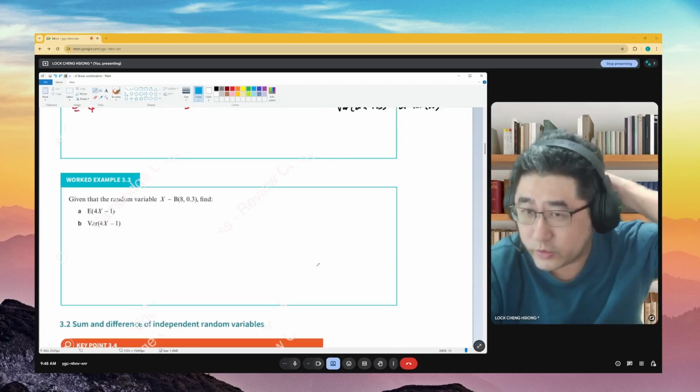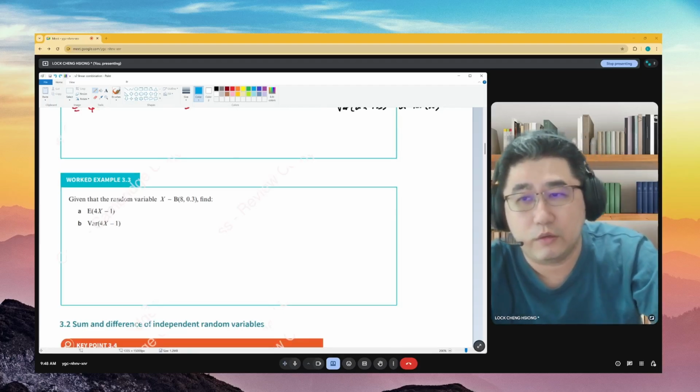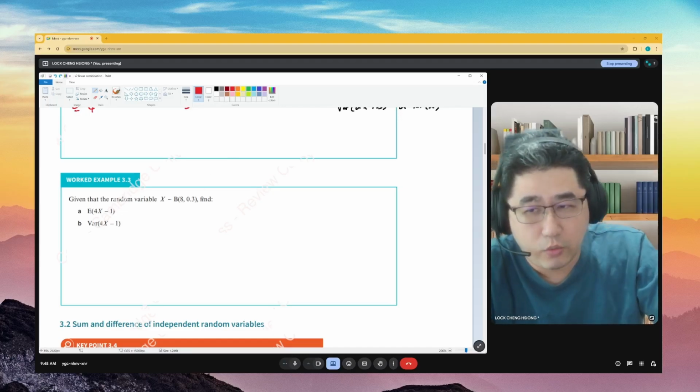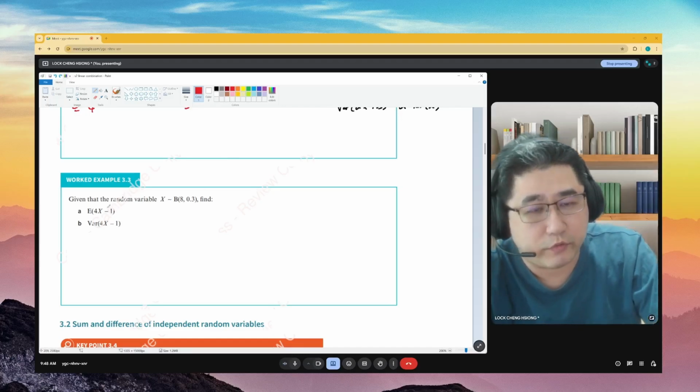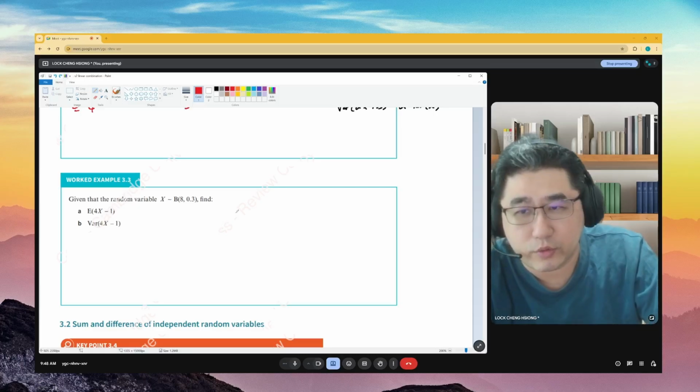Okay, this is just a further example. As you can see, it's a similar way, just that this time it is in the form of minus. What happened to the minus?